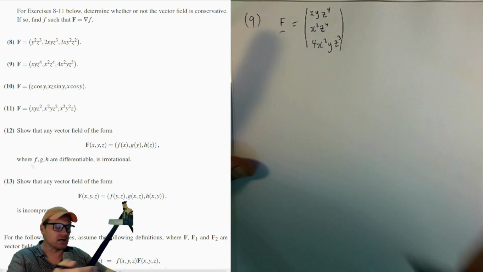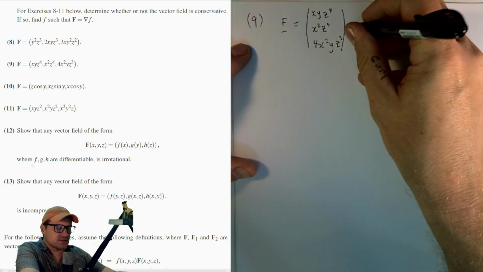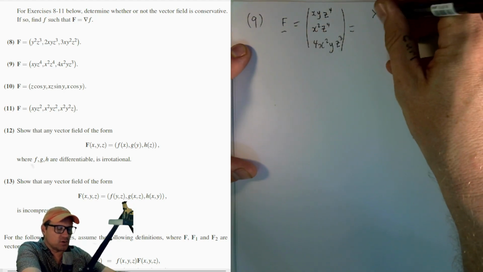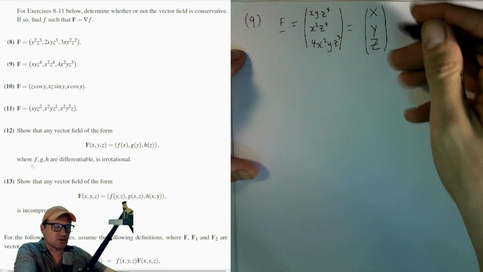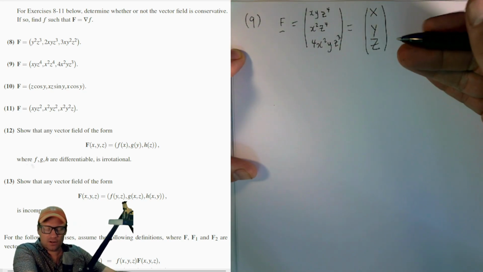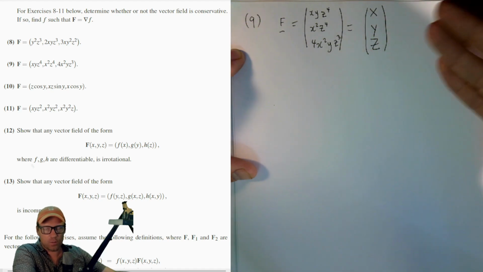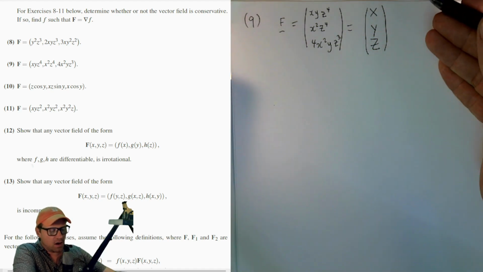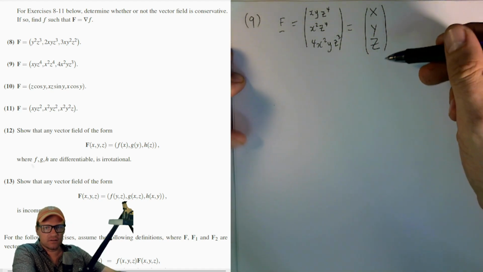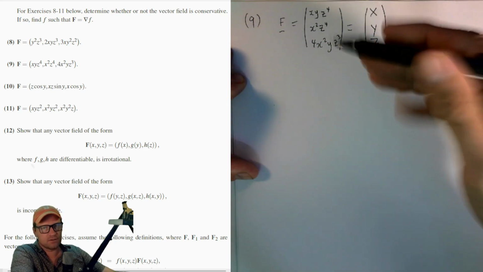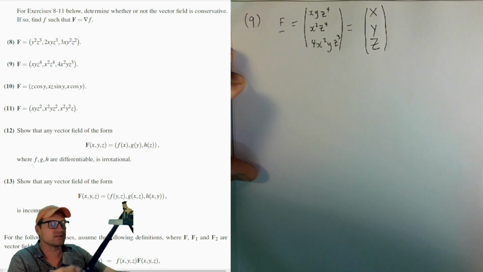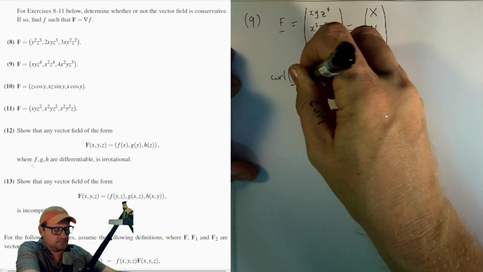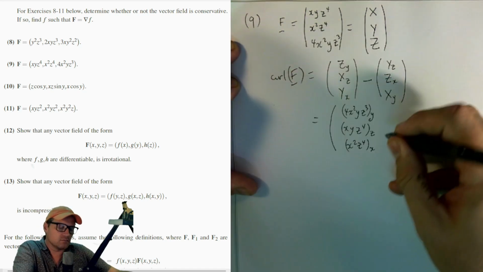Okay, question 9. So we have a vector field, and so let's label the components uppercase X, Y, and uppercase Z so that we can use our formula. We want to calculate curl of this vector field so that we can determine whether or not f is conservative. So if we get curl f is 0, then it's conservative, and hence we can find a potential function lowercase f. So curl of f. Okay, so simplifying this, subtracting.